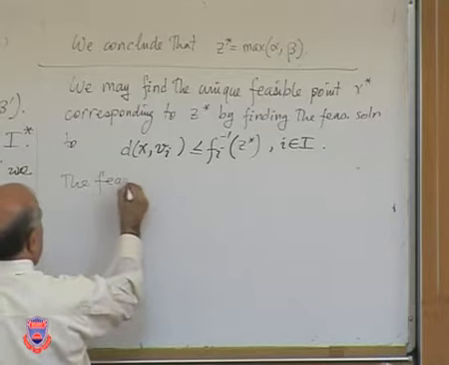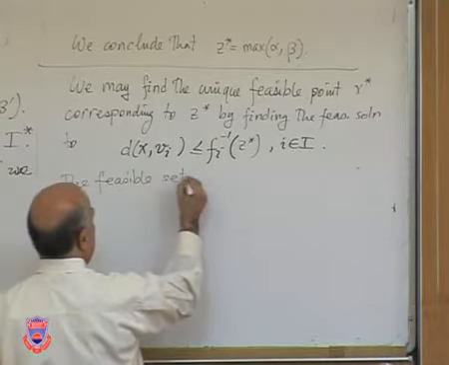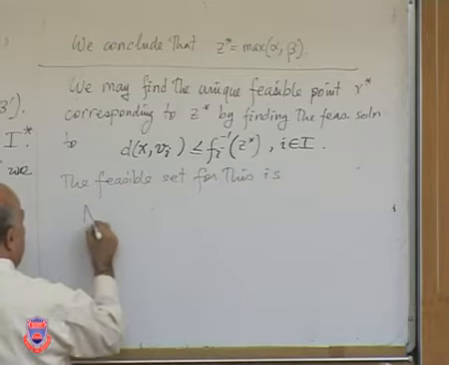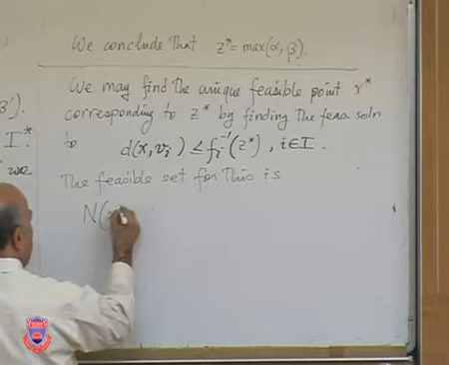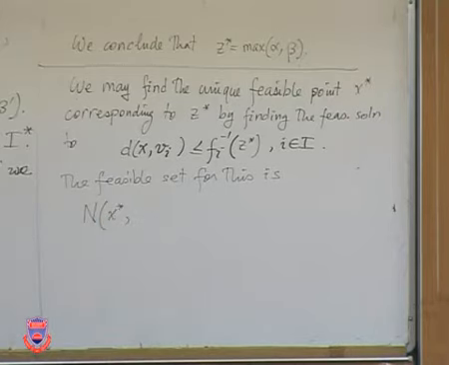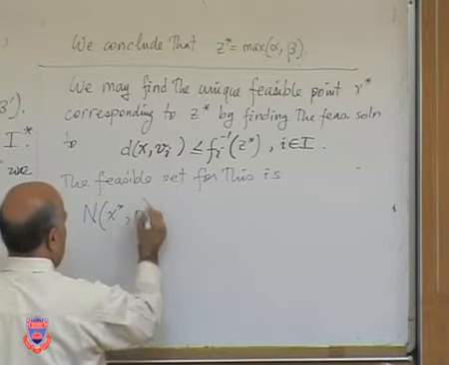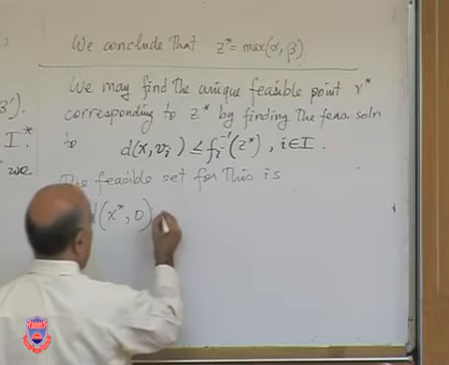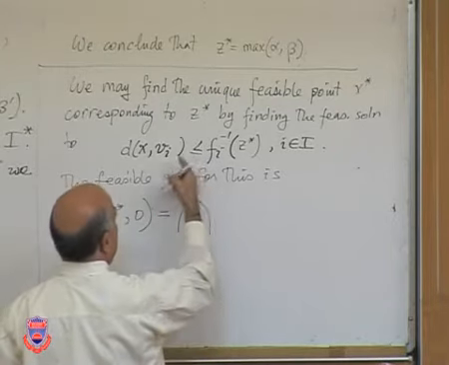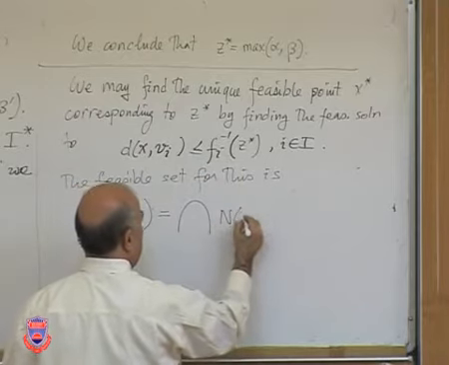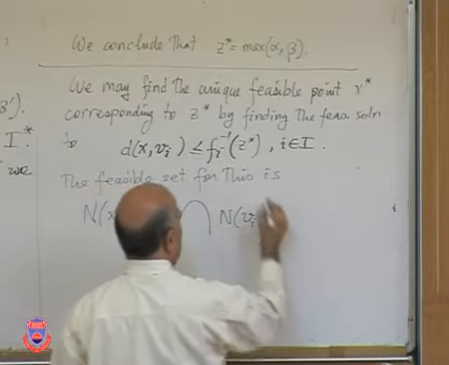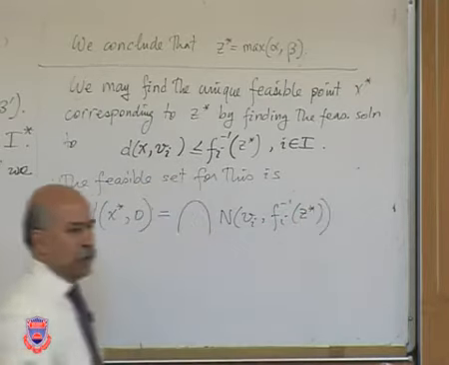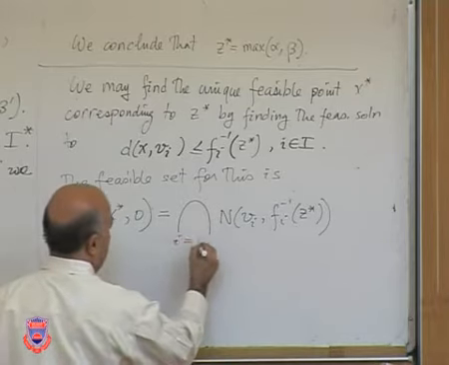The feasible set for this is defined by the composite neighborhood representation, which takes the unique solution x star as your radius. So this is the intersection of all these neighborhoods around each vertex Vi, with Fi inverse of Z star being the radius, i going from 1 to n.